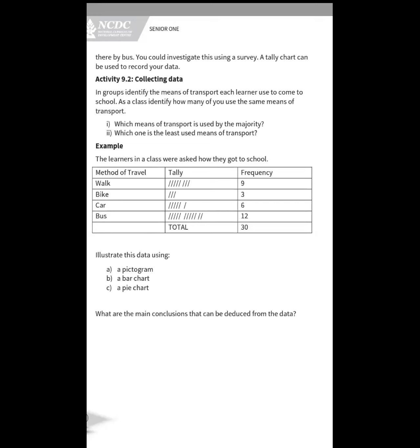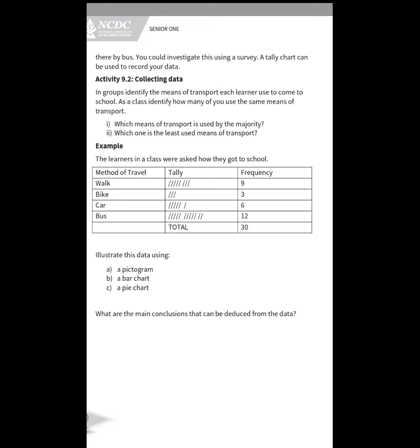Those who walked, there are 9 sticks in the tally column, and in the last column there is 9. Then the bike, there are 3 sticks, and in the last column there is 3. And then those who use a car, there are 6 sticks in the tally, and then 6 in the frequency. And then the bus, there are 12 sticks, and the last one there is 12. The total is 30. Illustrate the data using a. Okay. So should I continue?